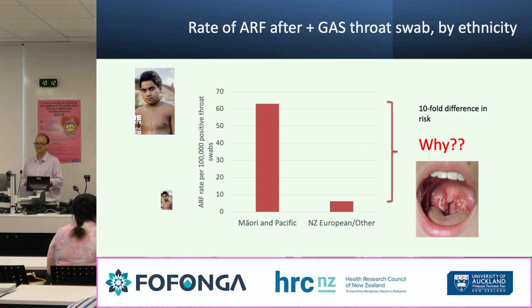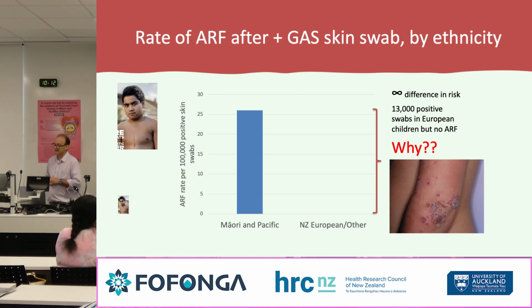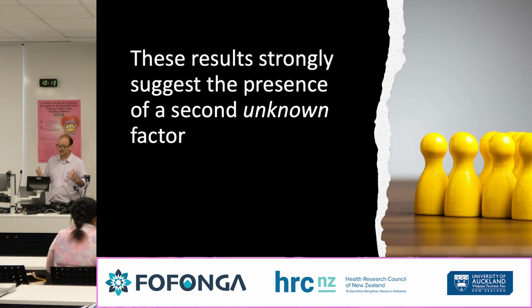But there's some things which are unexplained. So, for example, all of these people in this cohort have had a positive Group A swab. Here we're comparing New Zealand European and other versus Māori and Pacific. There's a tenfold difference in the incidence of rheumatic fever. The question is why? After a Group A skin swab by ethnicity, the rate of rheumatic fever is relatively high in Māori and Pacific compared to European. In fact, none of the Group A positive skin swabs in Europeans had developed rheumatic fever. So a massive difference, and the question is why? And so I think that these results suggest the presence of an unknown second factor, and I think we've identified the second factor.